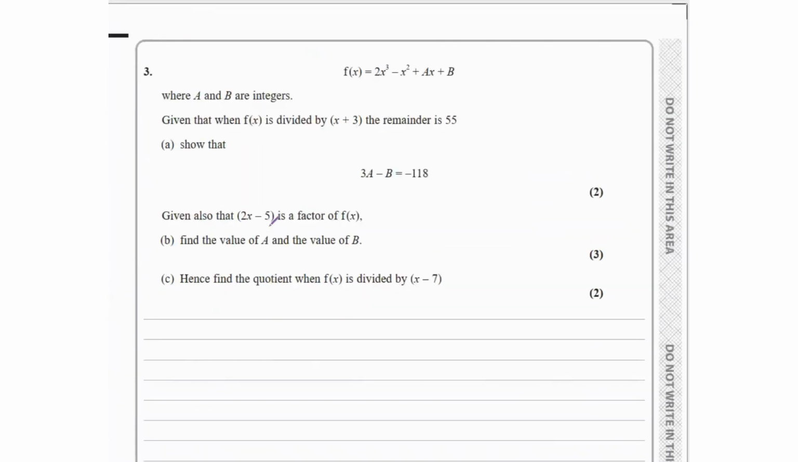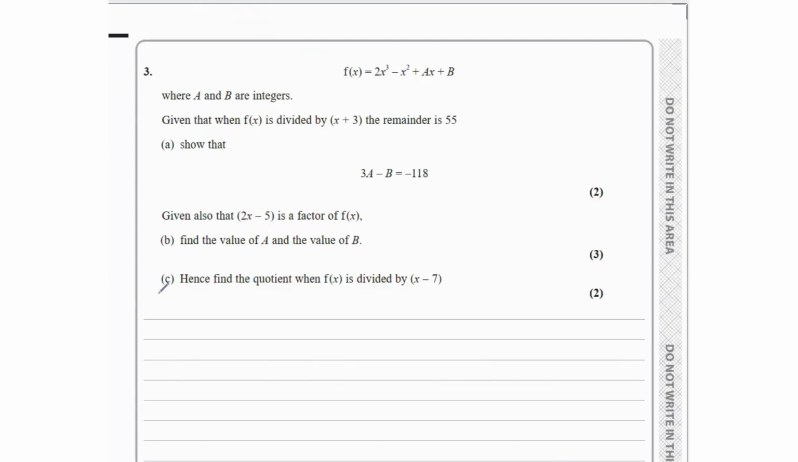Then question 3 says we have a function f of x equals 2x cubed minus x squared plus ax plus b, where a and b are integers. Given that when f of x is divided by x plus 3, the remainder is 55, show that 3a minus b equals negative 118.